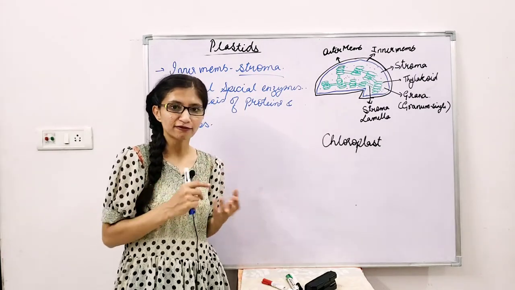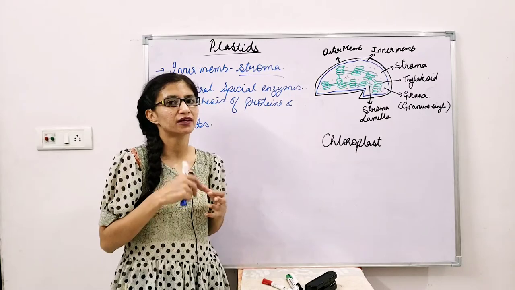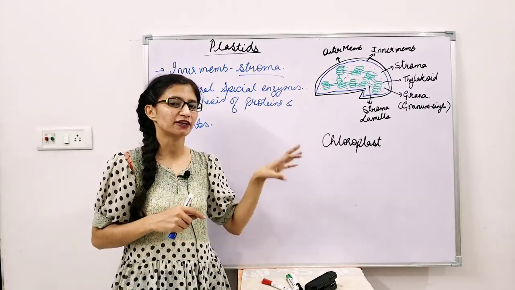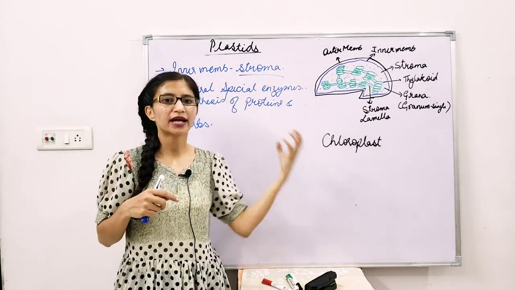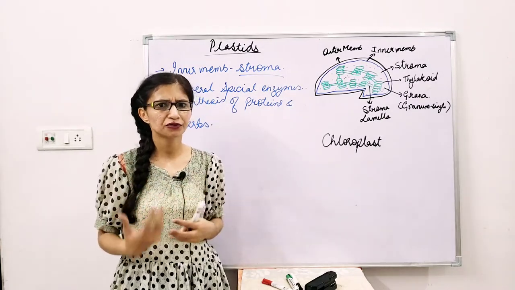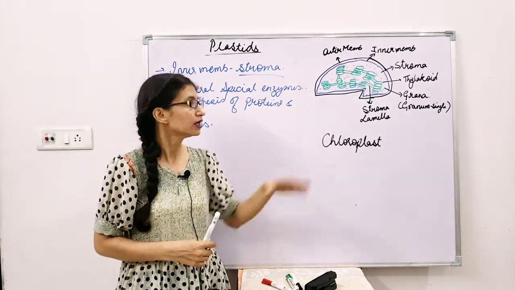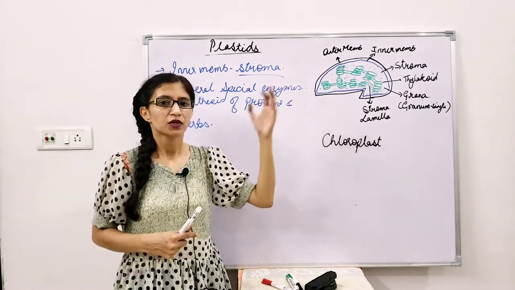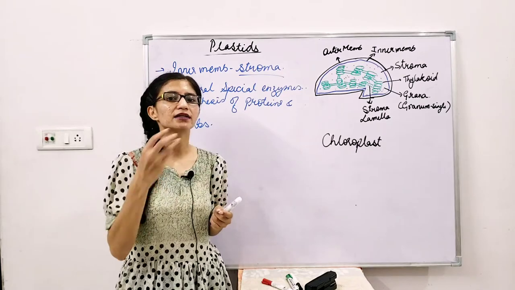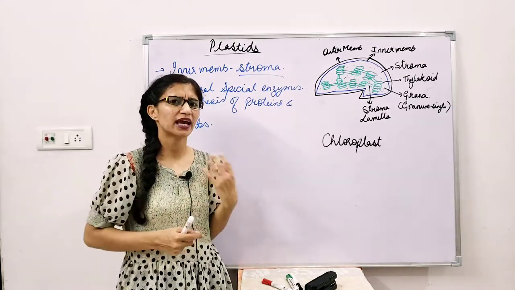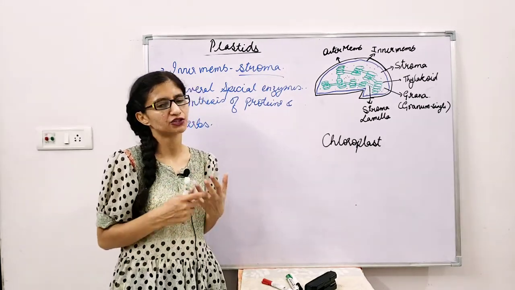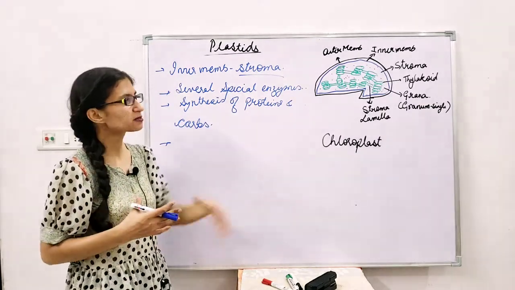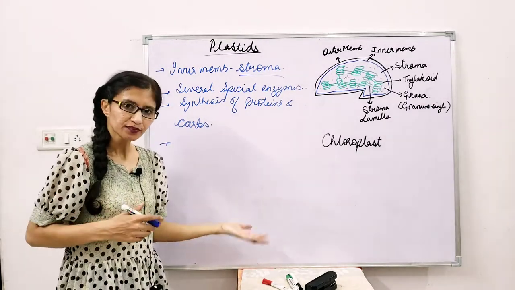They might survive for a period of time, but eventually they will die, because most of the raw materials they require for their survival they actually get from the cytoplasm, and some of the other nutrient materials they get from the cytoplasm. Even certain enzymes they require. So all these things are being provided by the cytoplasm. So they can survive for a period of time, but eventually they will die out. Okay, so this is one more similarity that exists between the chloroplast and the mitochondria.